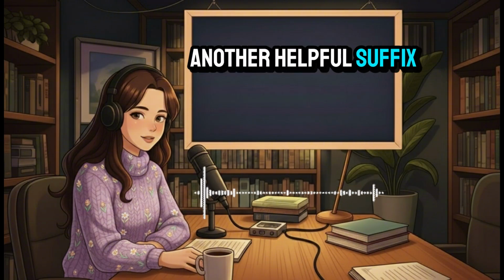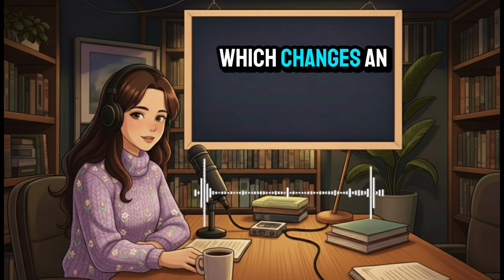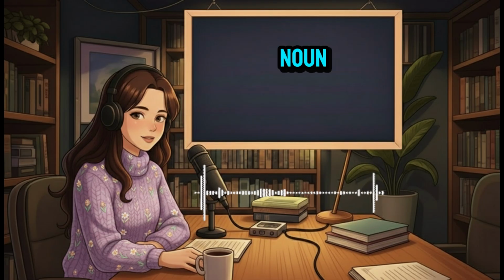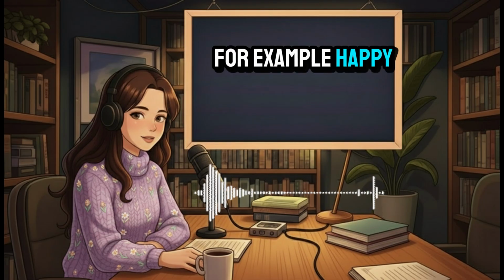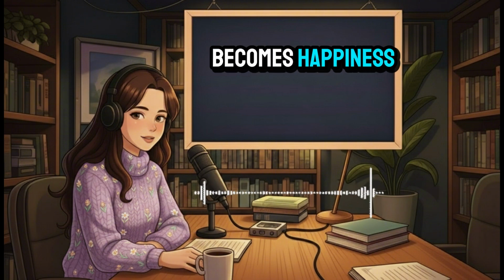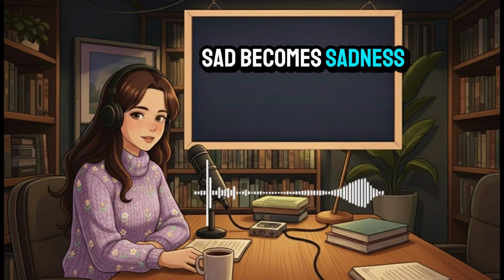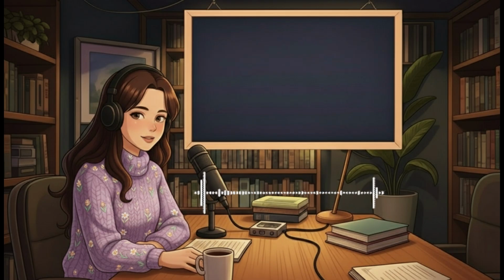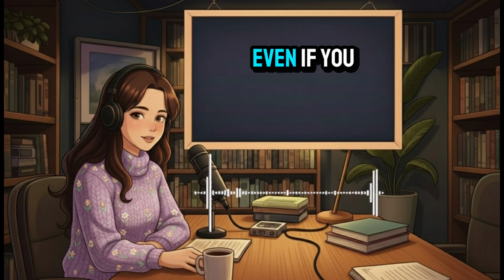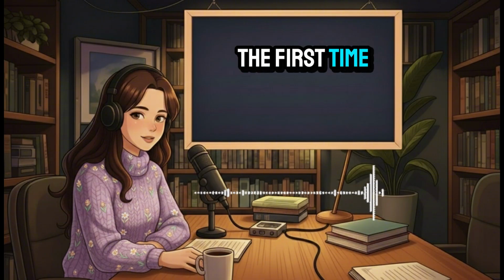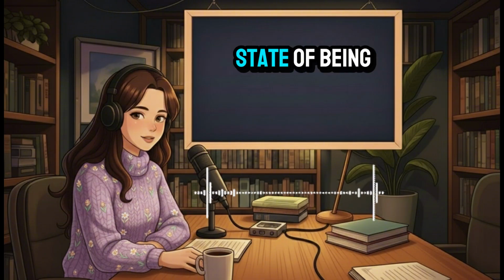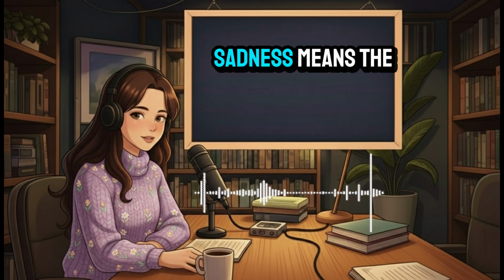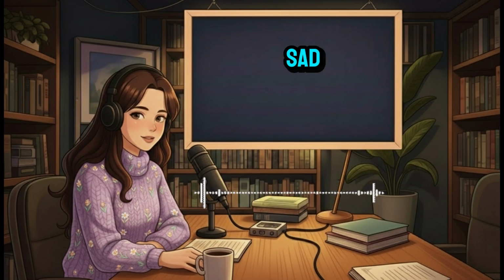Another helpful suffix is ness, which changes an adjective into a noun. For example, happy becomes happiness. Sad becomes sadness. Dark becomes darkness. Now you can guess the meaning even if you see it for the first time. Happiness means the state of being happy. Sadness means the state of being sad.